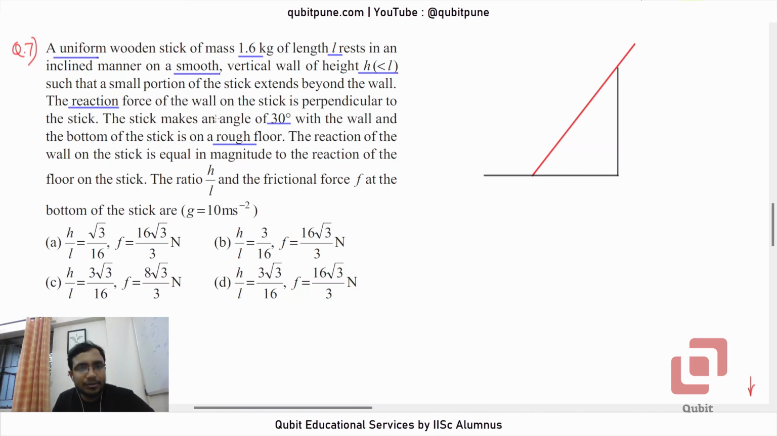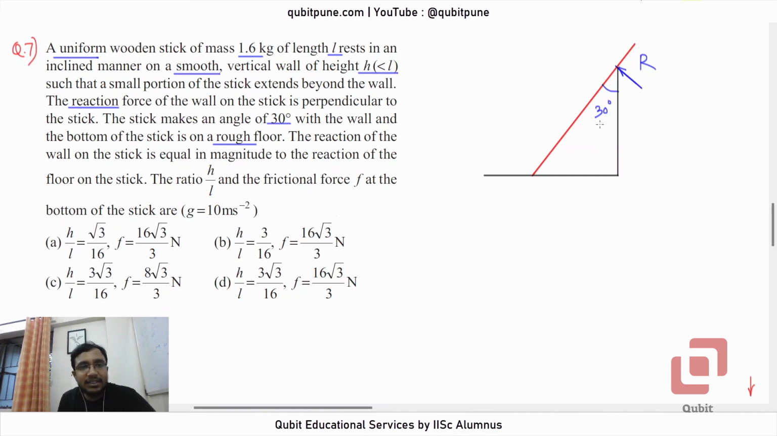The reaction force of the wall on the stick is perpendicular to the stick. Let me show the reaction in blue color. It is perpendicular to the stick, so it will be like this. Let's call it R. The stick makes an angle of 30 degrees with the wall.